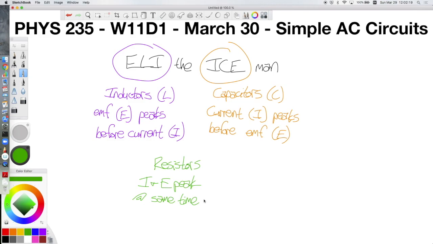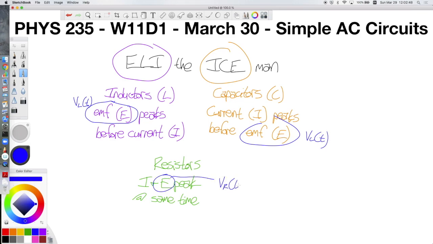Note that all of these EMFs are just the EMF of that particular circuit element. So this is saying, for the inductor bit right here, the EMF is referring to VL as a function of t. And over here, for the capacitor, the EMF would be VC as a function of t, and for resistors it would be VR as a function of t.